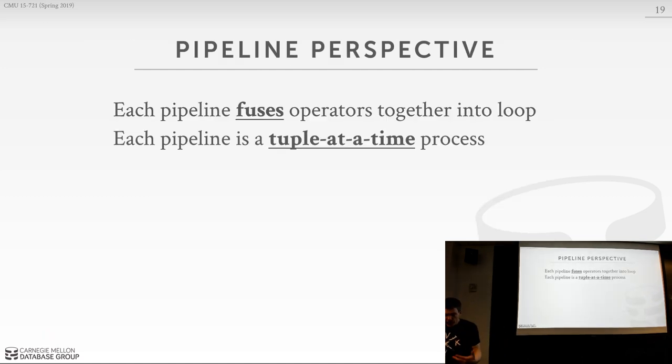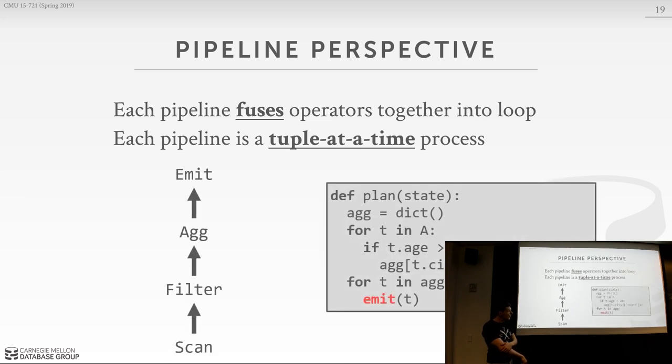So let's understand a little bit more, and let's go into more detail on what Hyper is actually doing. Again, the idea is that you have this pipeline of operators, some slice of your query plan tree, and you fuse them together and compile that as a single loop. Under the Hyper approach, they're doing this on a single tuple at a time. So say your query plan looks like this. Say this is your pipeline.